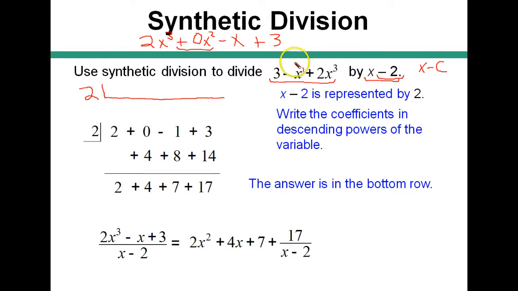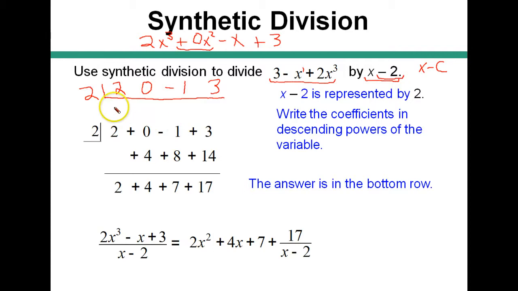Now, in synthetic division, after we identified our C, which is the opposite sign, I put that there. Then I have to write my coefficients only. I don't need the letters, just the coefficients. This is a 2. This is going to be a 0. This is going to be a -1. And this is going to be a 3. And that's where I get this line from.